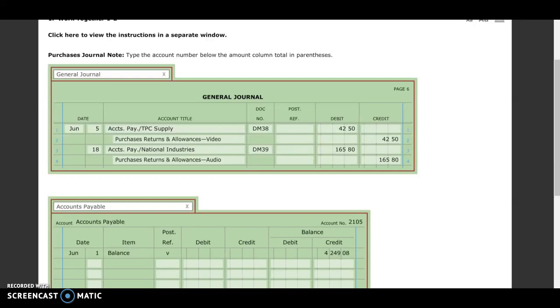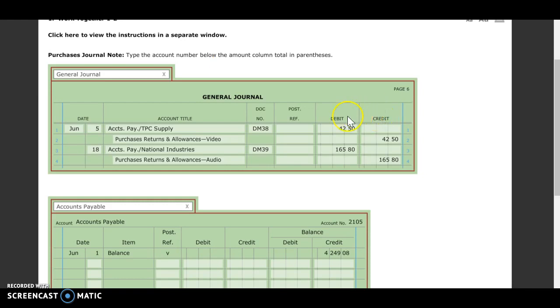Okay, so I screwed up a little bit. I was still recording when I was doing all my posting and I ran out of time. So the posting in the general journal is going to look a little bit different because I probably won't have all the numbers in there into my accounts, but this will still work.